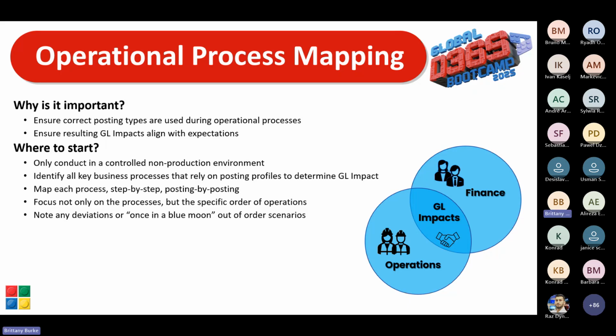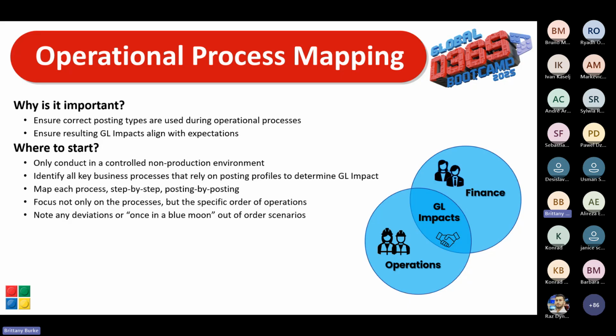Two, identify all of your key business processes that rely on posting profiles to determine your GL impact. Pretty much anything that has a financial impact other than a journal. A general journal is going to impact your GL from a posting profile, even customer payment journals.